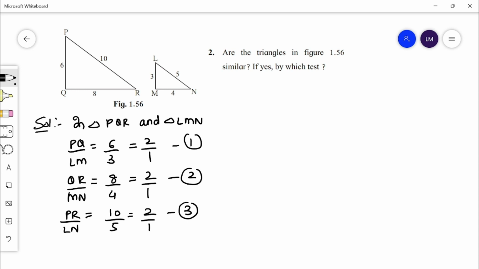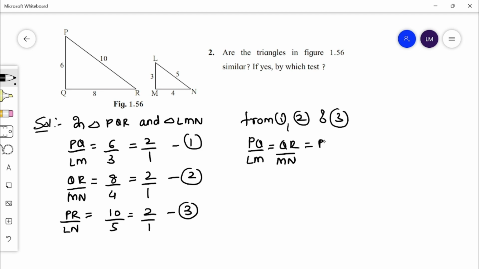Now from all the given three equations, that is equations number 1, 2 and 3, we get PQ upon LM is equal to QR upon MN, is equal to PR upon LN. So here all three sides are in ratio and that ratio is equal. Therefore, triangle PQR is similar to triangle LMN by the SSS test of similarity.